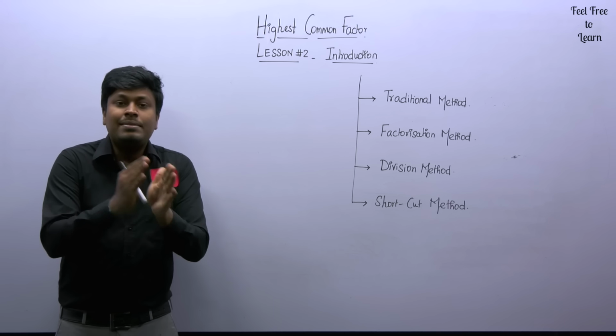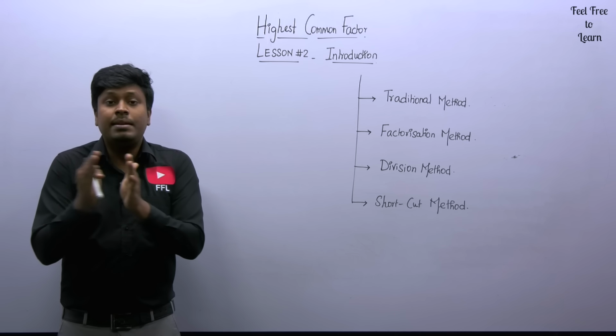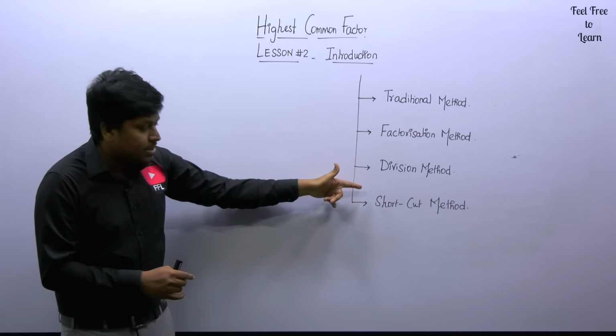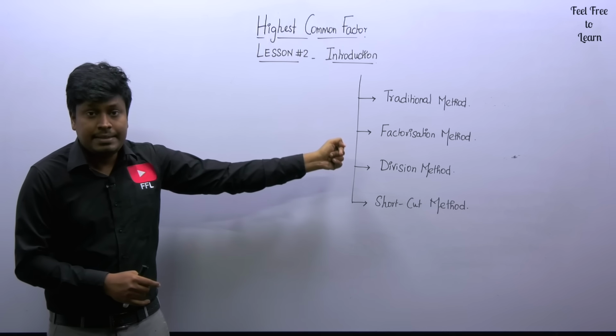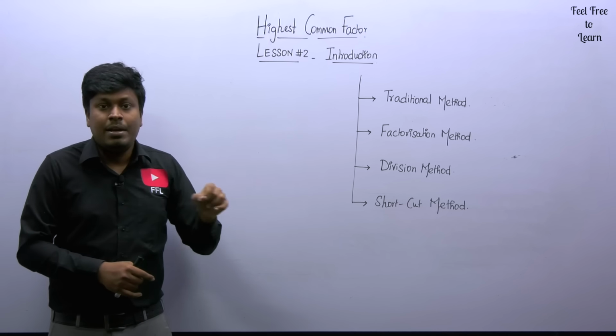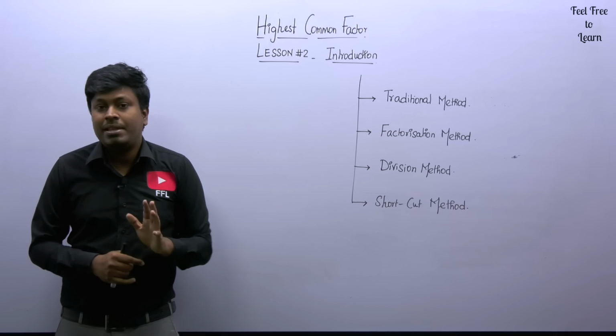After watching lesson number 2, take both lesson 1 and lesson 2 and compare: what is the major difference between LCM and HCF? All the methods are the same. You saw the 4 methods I taught you to find an LCM. By using the same 4 methods, I am going to teach you how to find the HCF, but only small changes will be there.